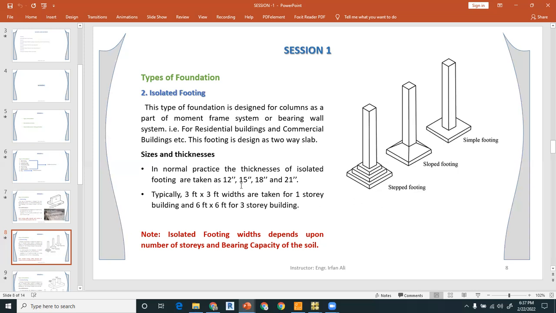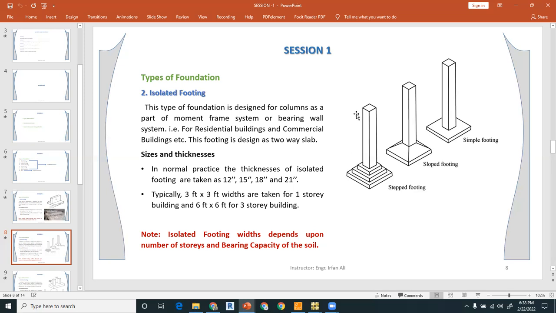The normal practice thicknesses for the isolated footing, normally in Pakistan and what we do in our design practice, are 12 inches, 15 inches, 18 inches, and as well as 21 inches if the grid size is very large, right? And typically 3x3 feet width is taken for 1 story and 6x6 feet for 3 stories, and so on. You have to calculate it as per your requirement, right? So the isolated footing width depends upon the number of stories and bearing capacity, and the thickness of this isolated footing depends upon the grid size.